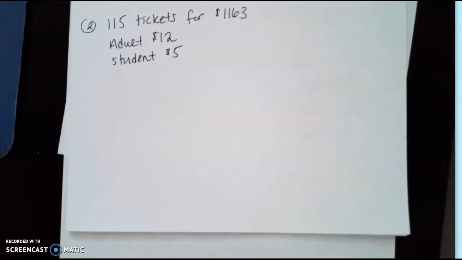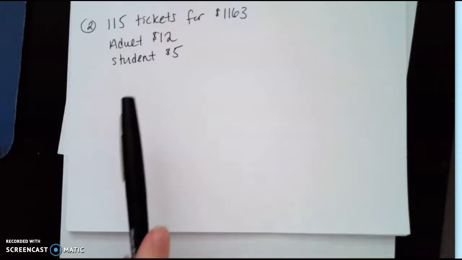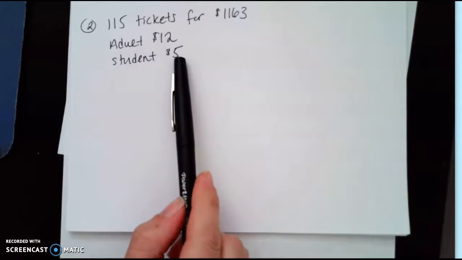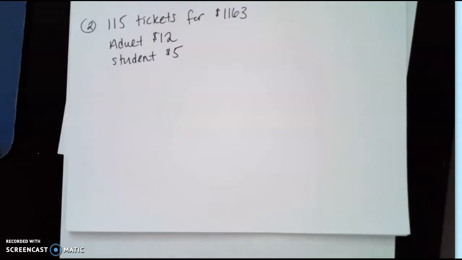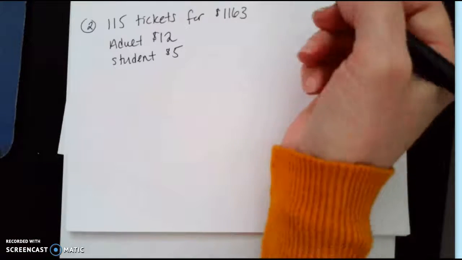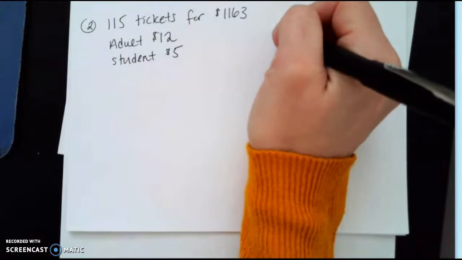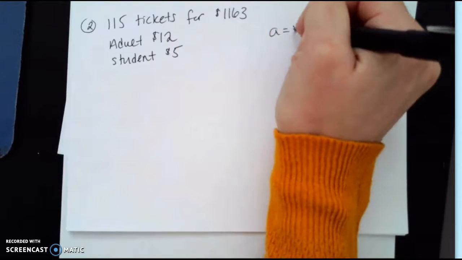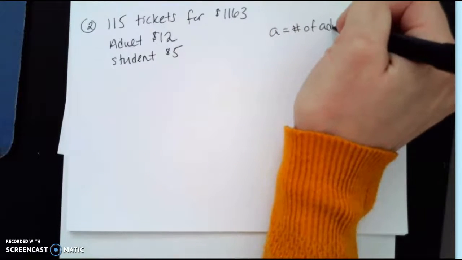Okay, so here I have gathered the information. So there are 115 tickets in total, and the value was $1,163. We know that the adult tickets cost $12 and the student tickets cost $5. We want to know how many of each were sold. So very much like the coin problem, we want to start with one of the quantities that we're looking for and let that be our variable. So I'm just going to pick adult tickets, and I'll use A to represent the number of adult tickets.